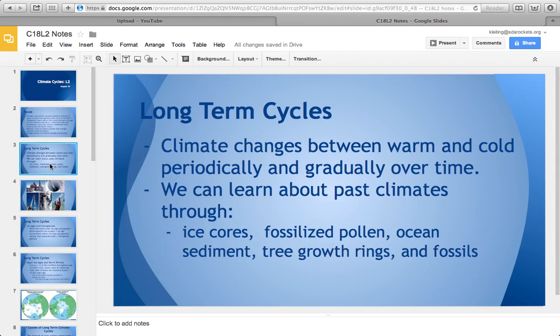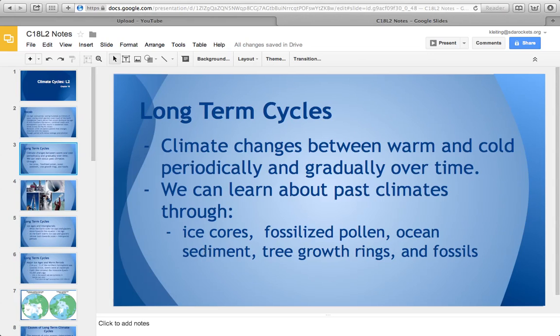Long-term cycles. Climate changes between warm and cold periodically and gradually over time. We can learn about past climates through ice cores, fossilized pollen, ocean sediments, tree growth rings, and fossils. Ice cores, we can analyze what elements are found in the ice cores, and that tells us a lot about the atmosphere and thus the climate.